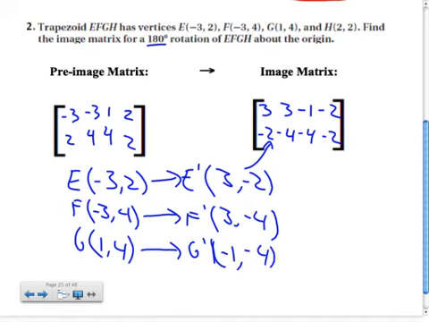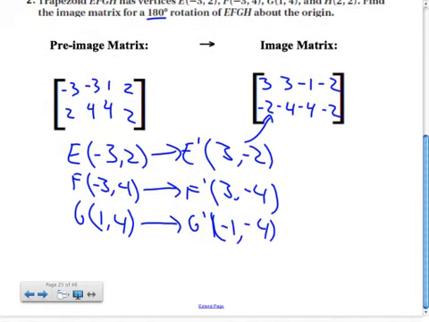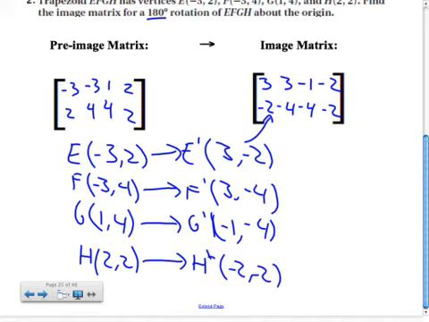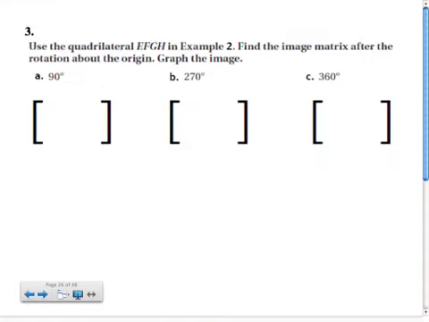And finally, let me just scroll down just a little bit here, give me a little bit more room. And then H is the point 2, 2. And so H prime is going to be the point -2, -2. So again, just know the coordinate rules. You just got to study them, memorize them.